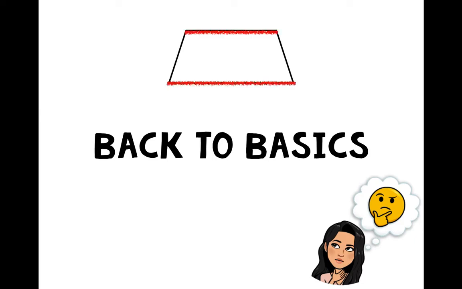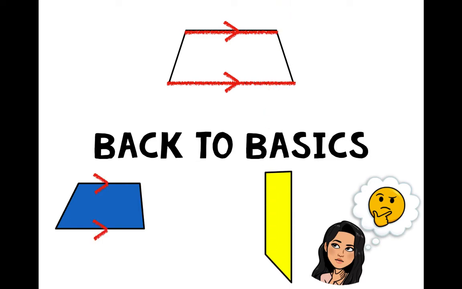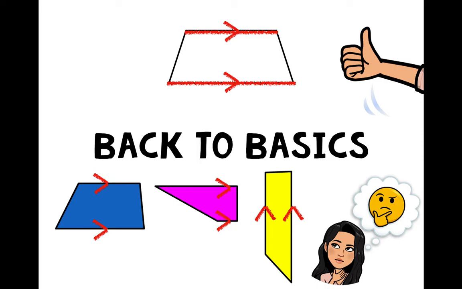So again, we know that parallel lines are lines that don't intersect. So these two lines here are parallel. As long as it has one set of parallel lines, that is a trapezoid. So this is a trapezoid. These lines can also go vertically. It is still a trapezoid. And sometimes the lines can be uneven, like this one. So these are all considered trapezoids, as long as it has one pair of parallel lines.